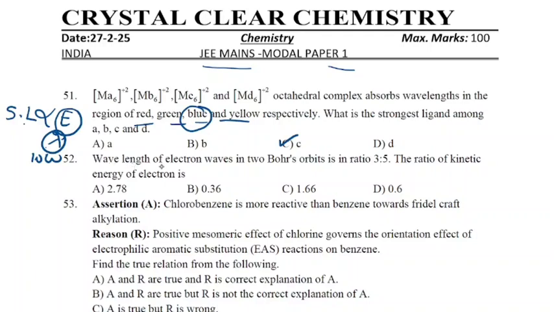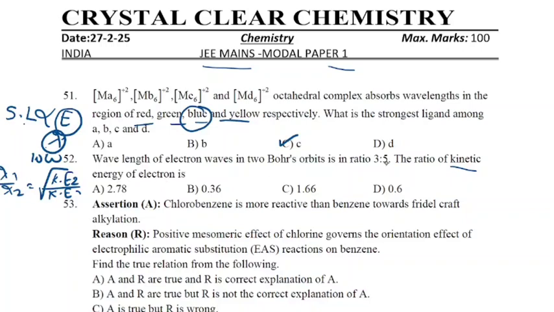Next, the wavelengths of the electron in the two Bohr orbits are in the ratio 3 is to 5. They are asking for the ratio of kinetic energy of the electron. So the wavelength ratio they have given, and they are asking for the KE ratio. We have the relation lambda 1 by lambda 2 is equal to square root of KE2 by KE1. Based on this relation, we can easily calculate the kinetic energies ratio here.